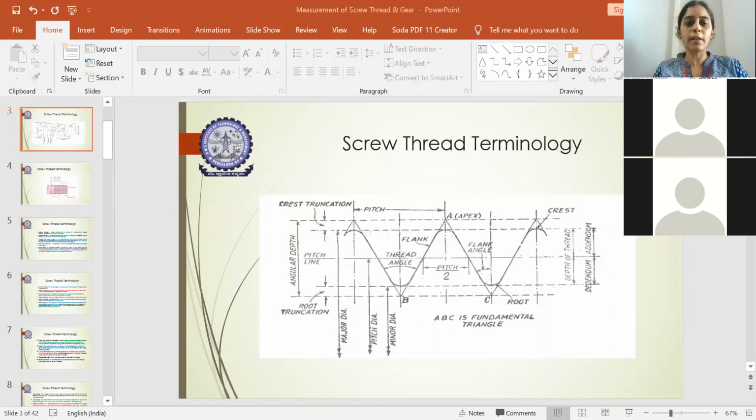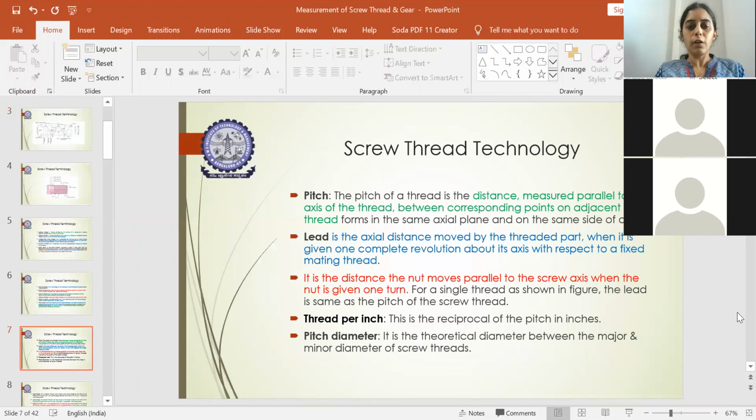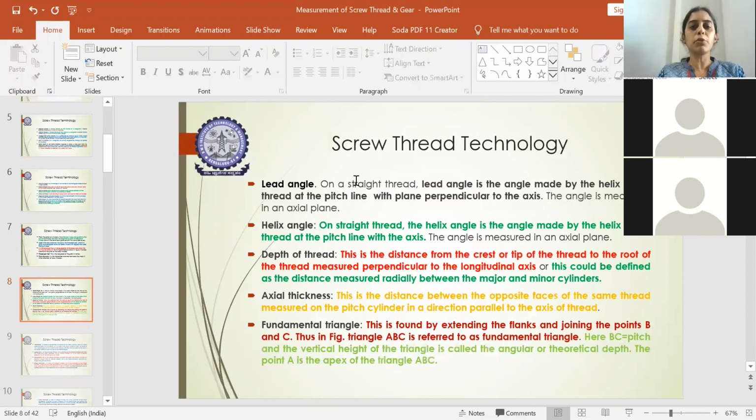So we were again discussing the pitch diameter, which is the theoretical mean value between the major and the minor diameter. Okay, so after pitch diameter, you should know what you mean by the lead angle.